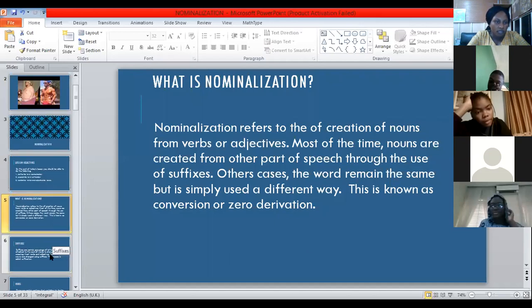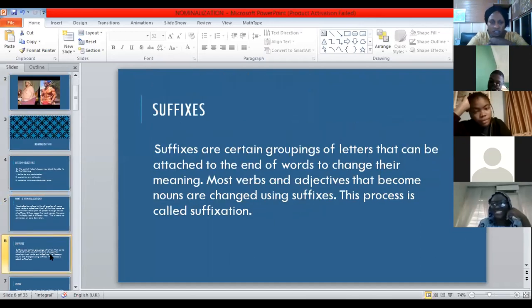Let's go to the next. Now, what are suffixes? You may have a vague idea about it.